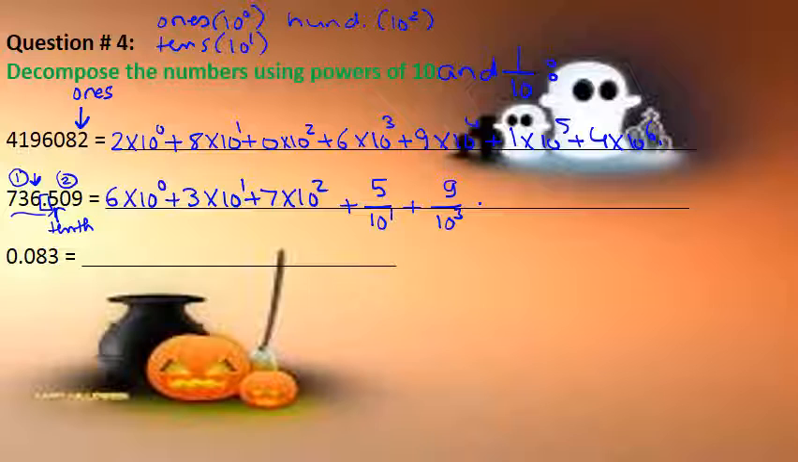The third number is also a decimal number. We should start with the whole part, but because the whole part is 0, it's not necessary to write the whole part. We should start with the decimal part. The tenth is 0, so we start with the hundredth. We write 8 over 10 squared plus 3 over 10 to the power 3.